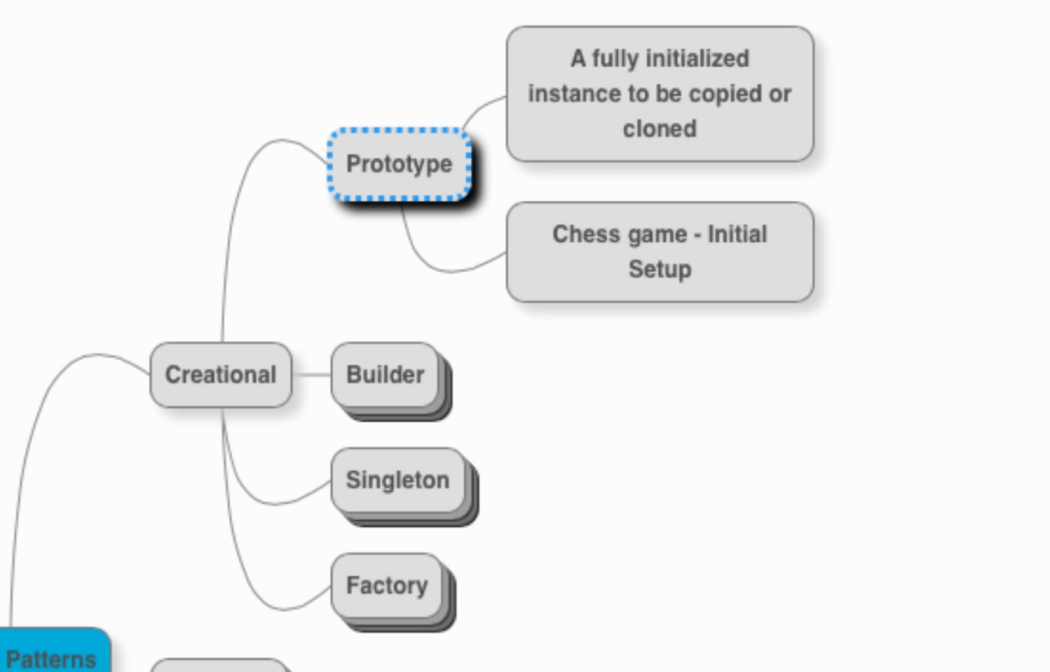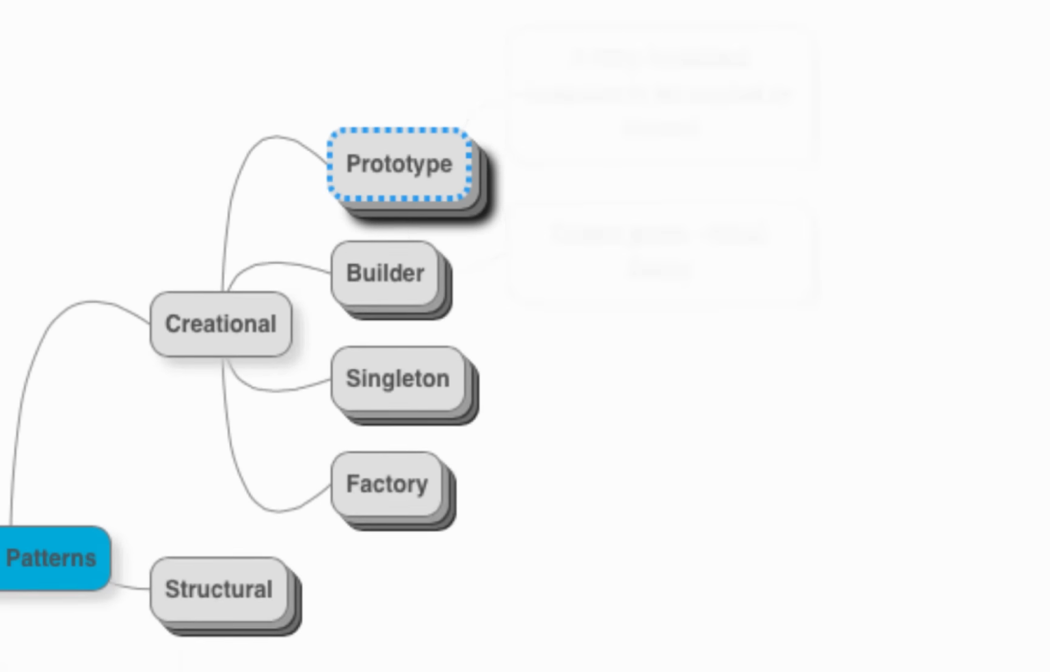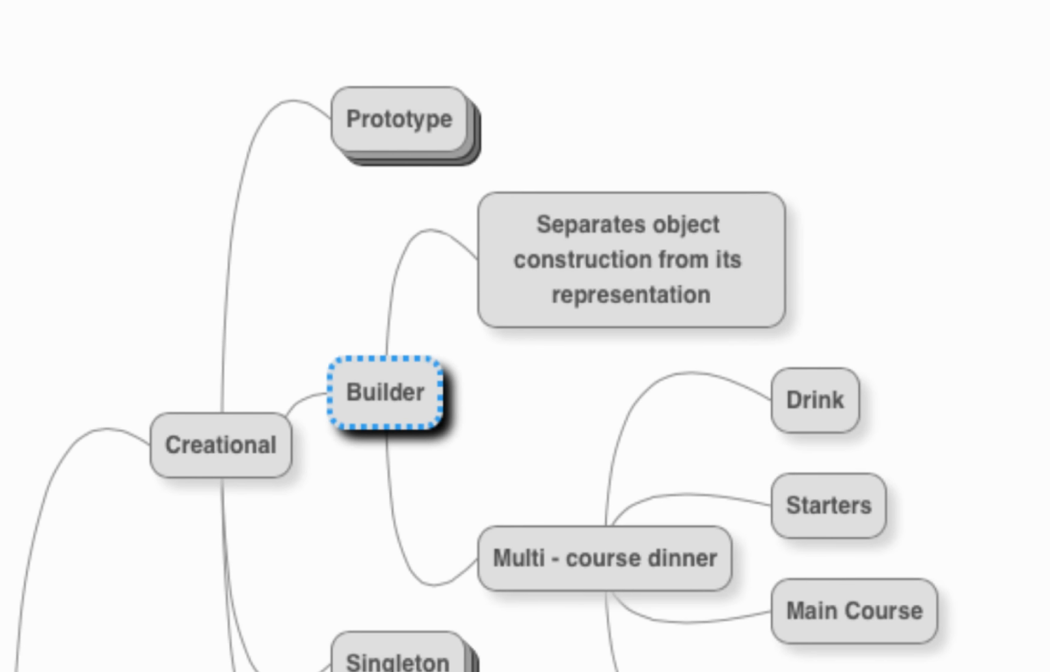So that's the prototype pattern. Now let's go on to the next one. The next one is the builder pattern. So the builder pattern is basically used when there is a complex object structure.